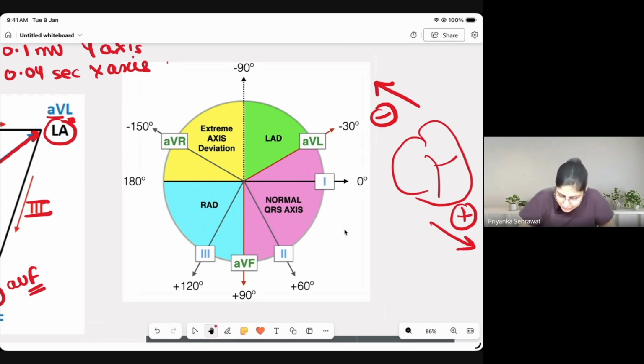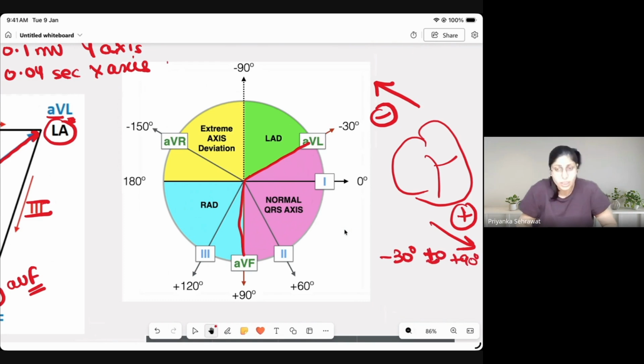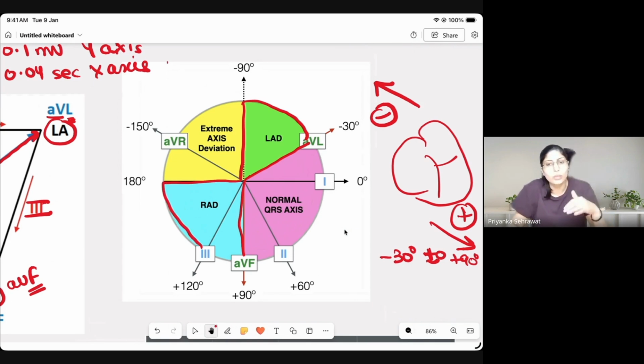So the normal axis is minus 30 to plus 90. Minus 30 degrees to plus 90 degrees is your normal axis. Minus 30 to minus 90, this one is your left axis deviation. Plus 90 to plus 180 degrees is known as right axis deviation. And whatever goes beyond 180 till minus 90 is extreme axis deviation, extreme right axis deviation.